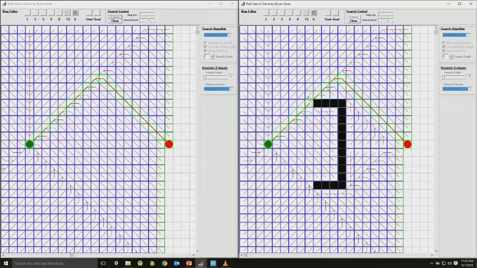So this red line we see here, that's the shortest path from start to finish in terms of the number of nodes we visited. It's not necessarily the path we might expect a human or something to walk, though. They'd probably follow this wall closer. So this is only optimal in terms of steps, not in terms of cost.